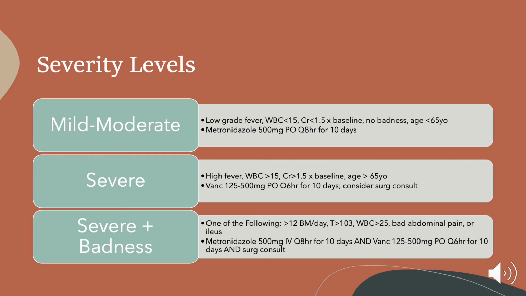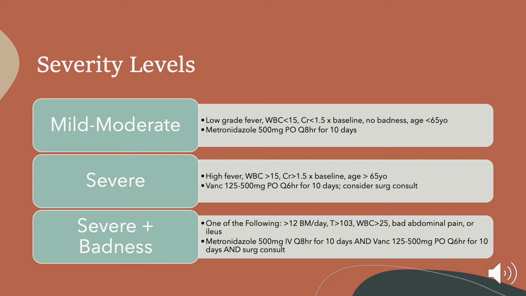There are 3 different severity levels for C. diff: mild to moderate, severe, and severe with complications. To put patients into these categories, you're going to be looking at the presence of fever and how high that fever is, what the patient's white blood cell count is, what the patient's creatinine is, and if there's any complications like severe abdominal pain that's concerning for peritonitis, ileus, or concern of toxic megacolon.